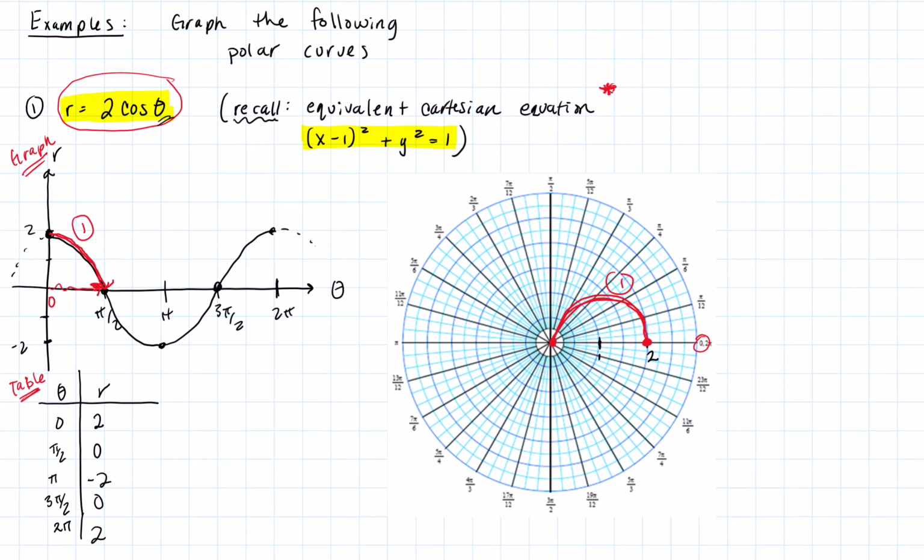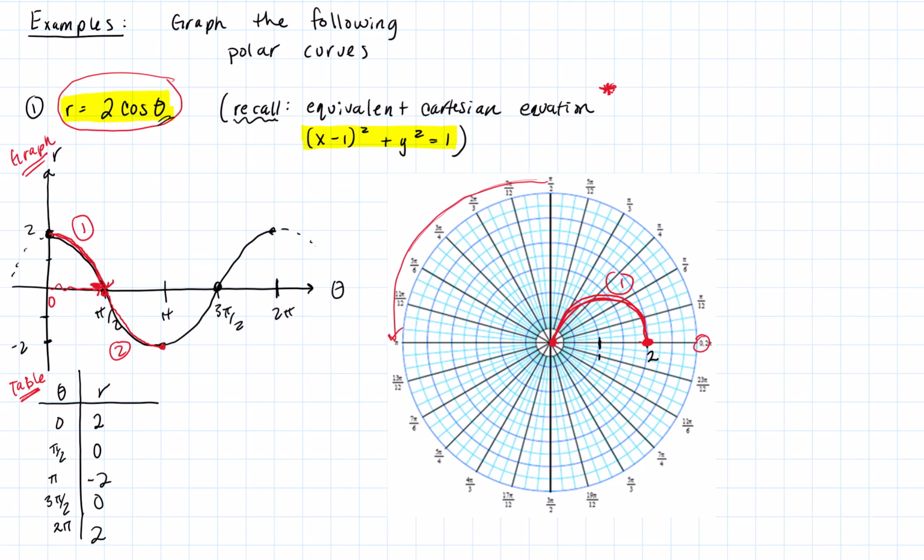So then as we go from pi over 2 to pi, notice that the radiuses are all negative. So in this region, the radiuses are all negative. By the time we get to pi, the radius is -2. So we're actually back over here again, because at pi, we have a radius of -2. So we reflect through the origin 2 units in the other direction.